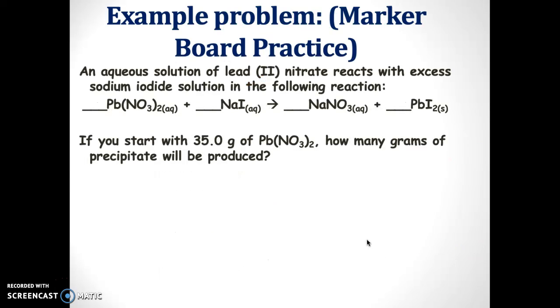Last, I asked you to do question 3. So here I go ahead and balance: 1 lead, 2 nitrates, 1 nitrate, I add a 2; 2 sodiums, 1 sodium, I add a 2, and that makes 2 I's and 2 I's. There's my balanced chemical equation.